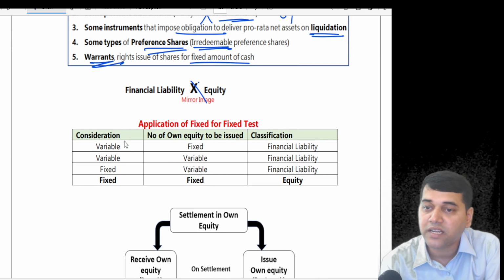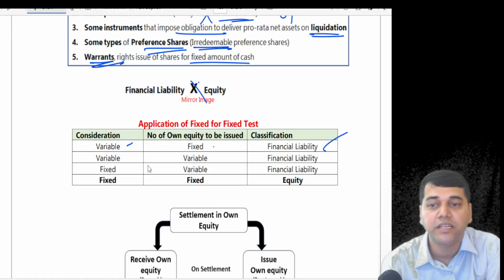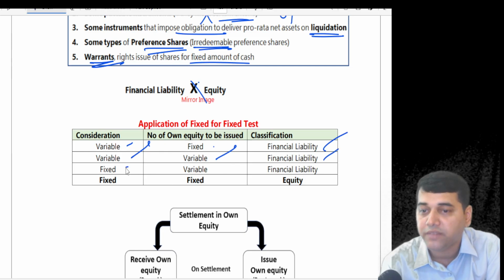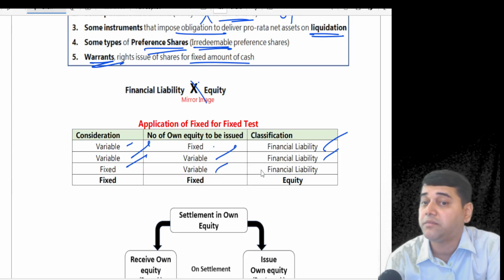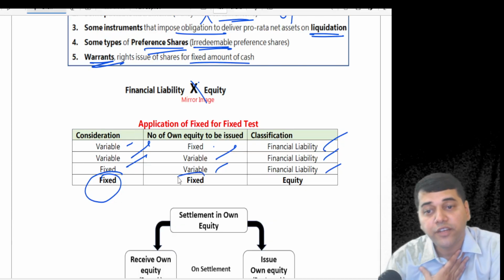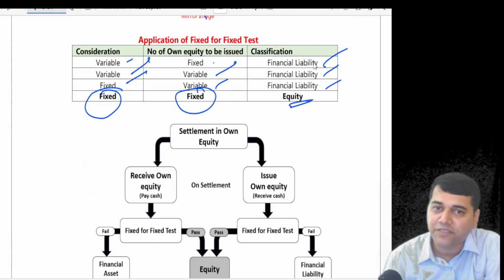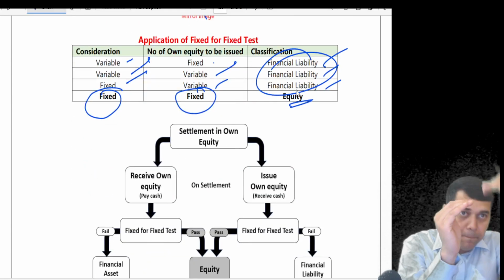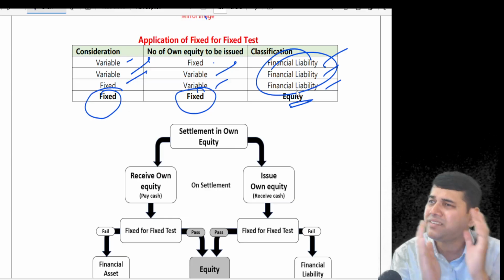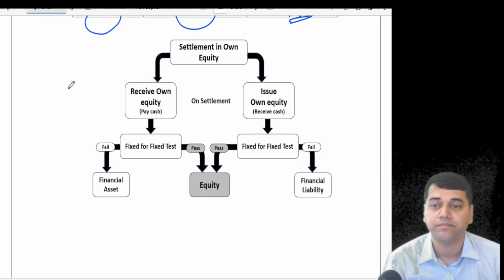So if the consideration is variable and the number of shares is fixed, it is a financial liability. Variable consideration, variable equity, financial liability. Only when you receive fixed consideration, only when you issue fixed shares for fixed consideration, it is called an equity instrument. The only difference is, if it is a financial liability, it will be shown in item B. If it is equity, it will be shown under other equity. Presentation, only presentation is going to matter here. This definition is applicable for presentation.